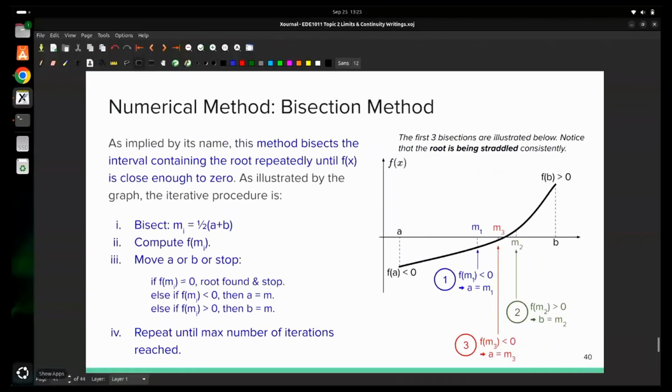So then when do we stop? We just repeat until you find the root or the maximum number of iterations you have set is reached, because you cannot do this forever.